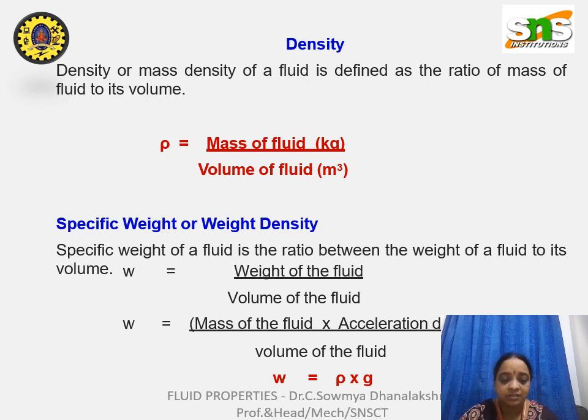The next property is the specific weight or weight density. It is the ratio between the weight of the fluid and the volume of the fluid. It is represented as small w. Capital W in fluid mechanics represents the weight, and small w represents the specific weight. So w is equal to density into acceleration due to gravity.